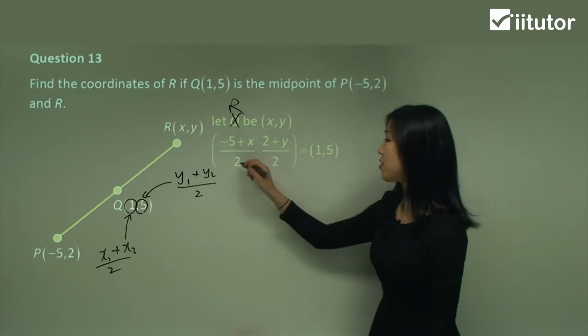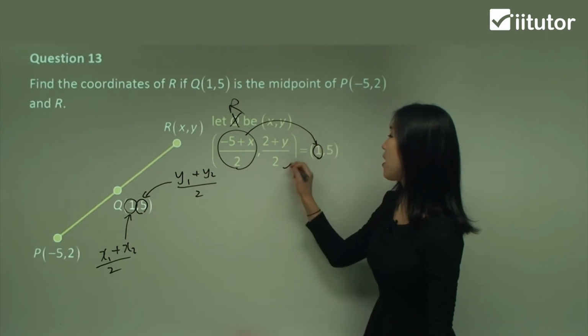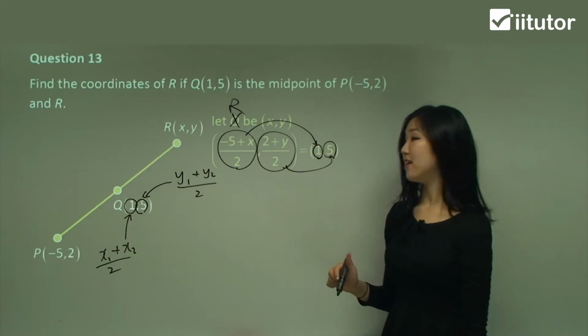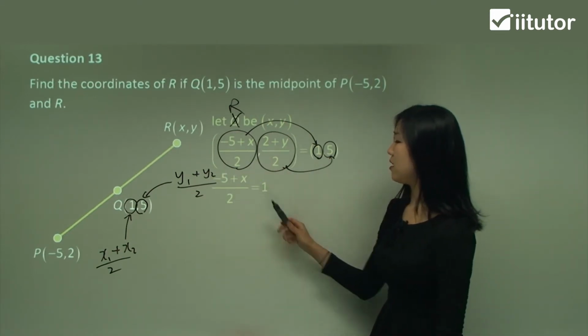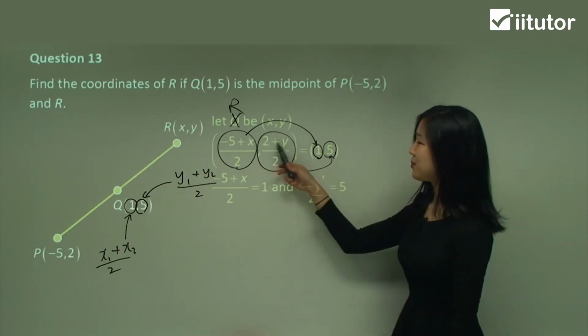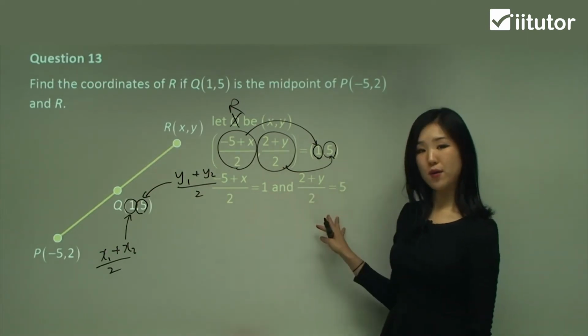Okay? So this must equal 1, and this must equal 5. Make sense? So I say, negative 5 plus X divided by 2 is 1. Solve it. Oh, sorry, we'll do the other one first as well. 2 plus Y divided by 2 is 5. Okay, so X coordinate, Y coordinate.